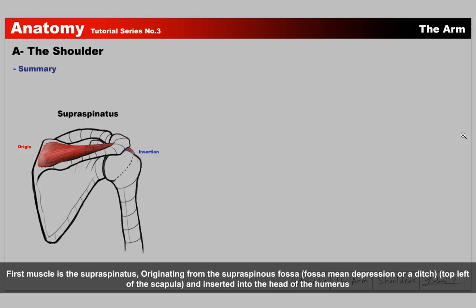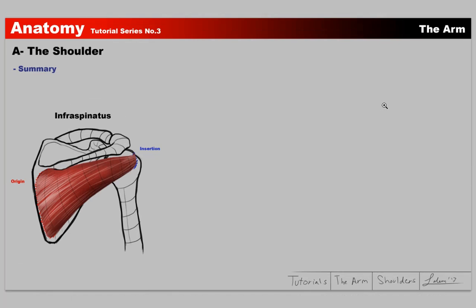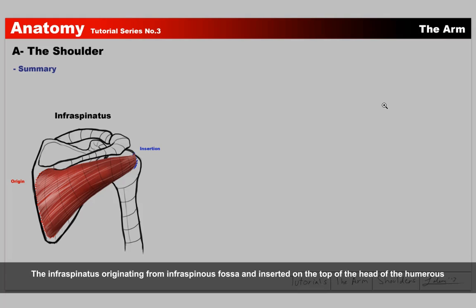The second muscle is the infraspinatus. It will show up on the surface. It originates from the infraspinous fossa and inserted in the top of the head of the humerus. Remember, the 4 muscles of the rotator cuff all insert in the top of the humerus.